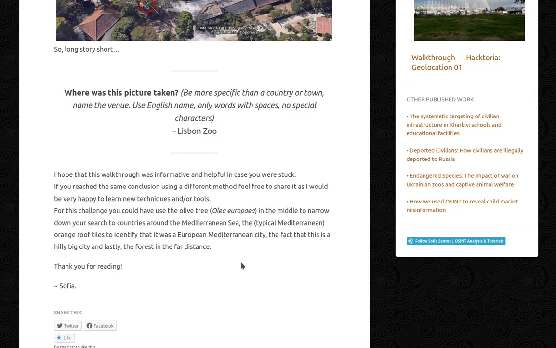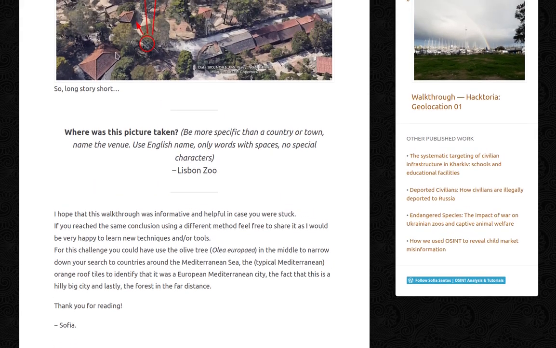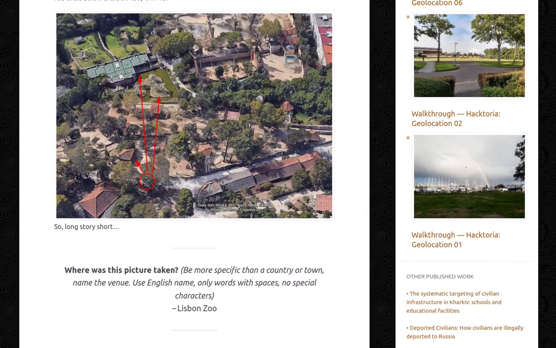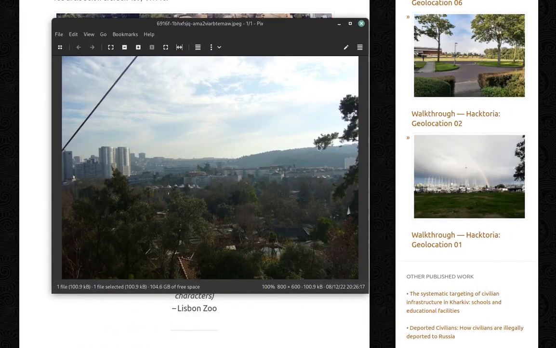The typical Mediterranean orange roof tiles, there are so many in Lisbon, to identify that it was a European Mediterranean city. The fact that this is a big hilly city, and Lisbon is considered the city of the seven hills. And lastly, the forest in the far distance, which is also quite big.